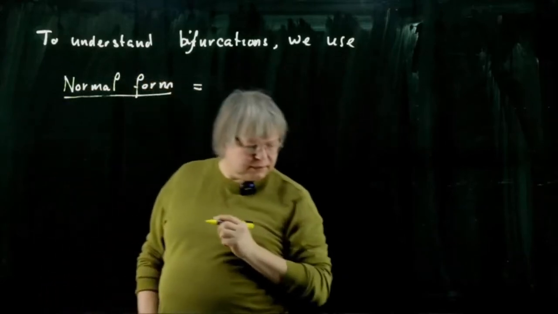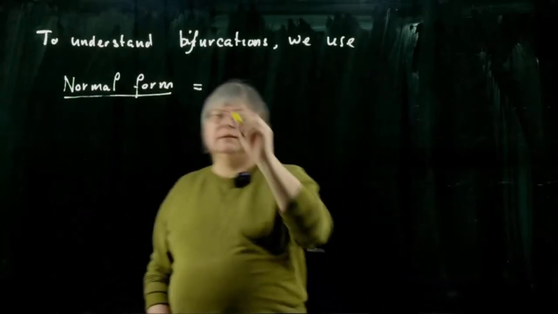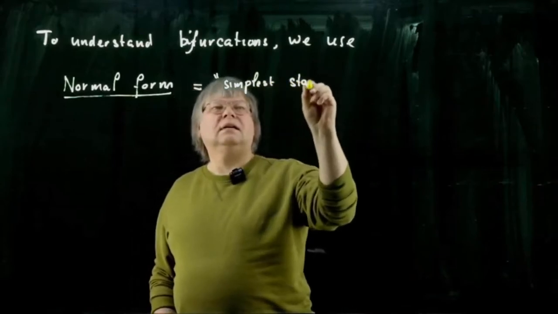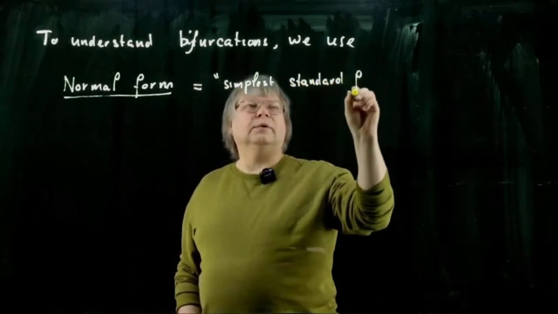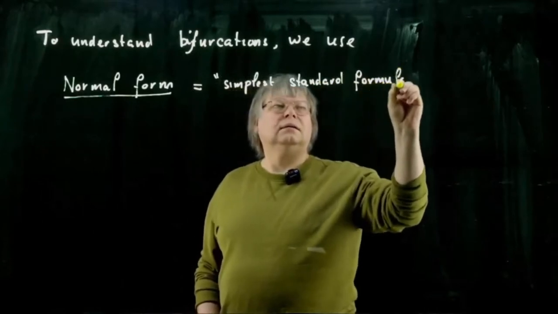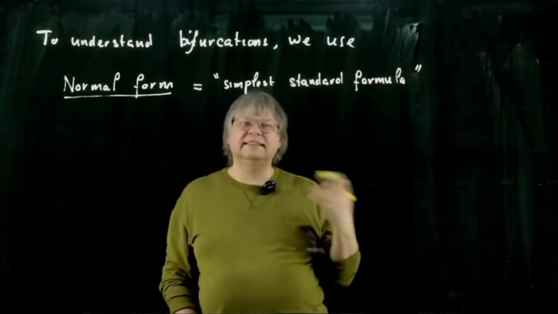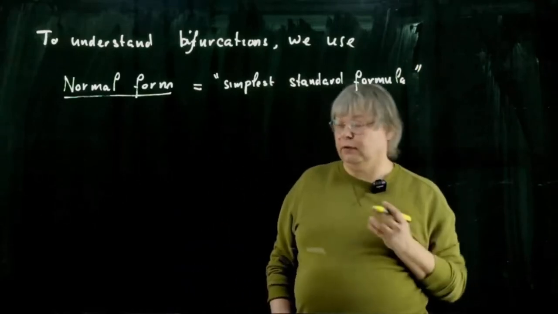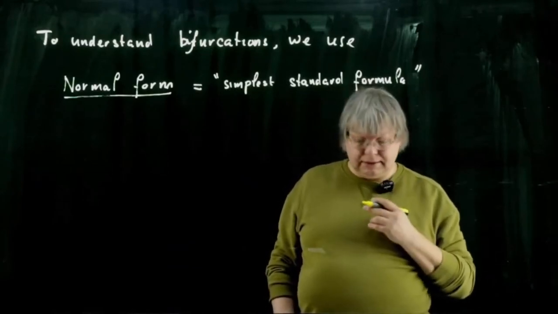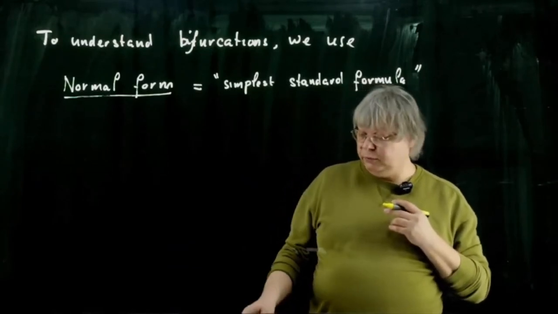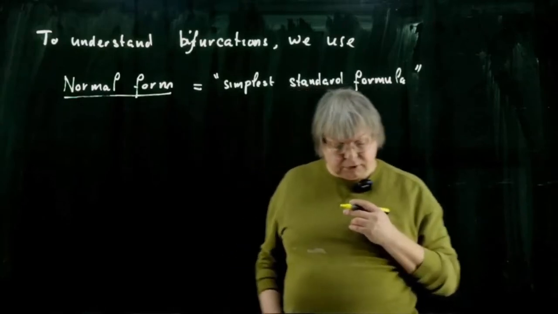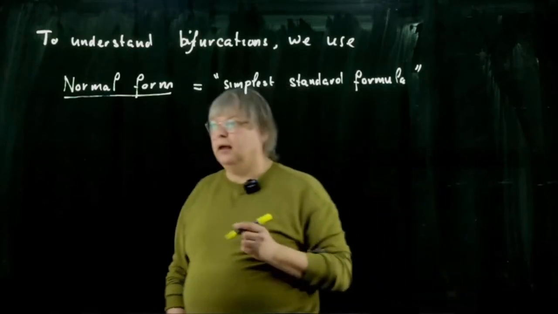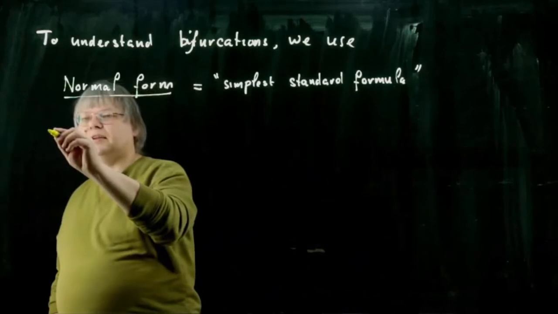By which we mean the simplest standard formula which exhibits the particular bifurcation that we want to study. That is to say, we have our function, and by a change of coordinates, and in general we do not have to find this change of coordinates explicitly, we can bring it into a simple form. And as an example, let's do the first bifurcation to look at.